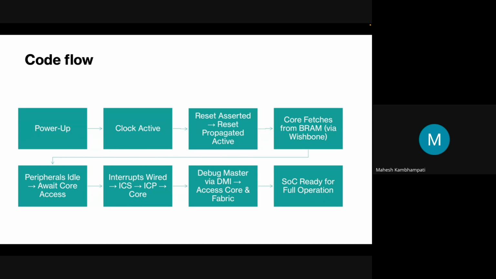So this is the code flow. Simply after power up, the clock will be active, and the reset will be asserted and propagated to all lower blocks. And then the core fetches from the boot RAM, which is simply a boot program. After that it initializes all the peripherals and other components. Then they wait for access from the core. And if there is an interrupt, it is communicated to ICS, then ICP, and then the core. And if we want to access or debug it, we can do it through DMI, and the SOC is ready for full operation.